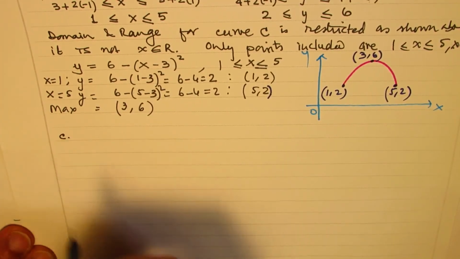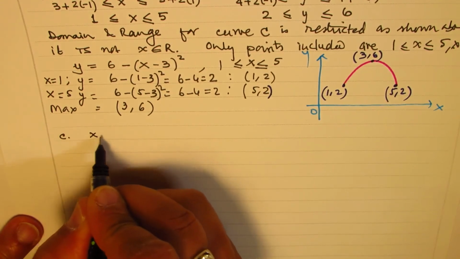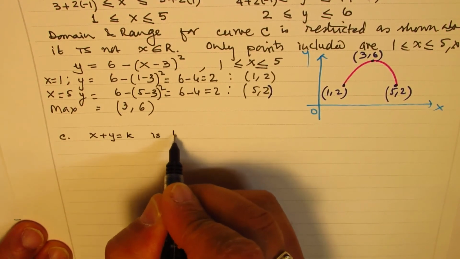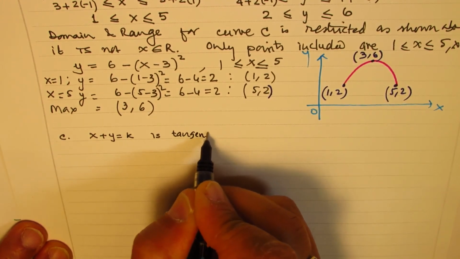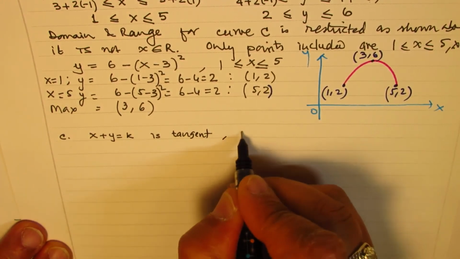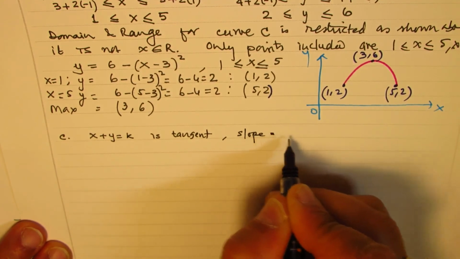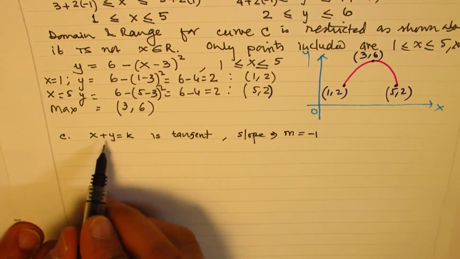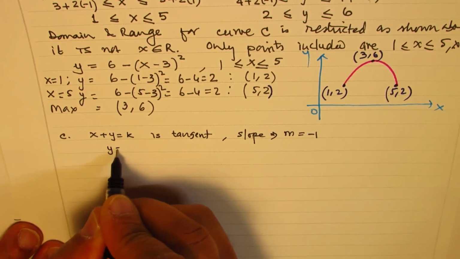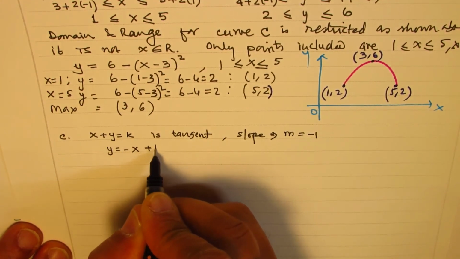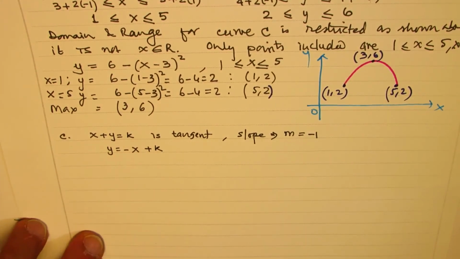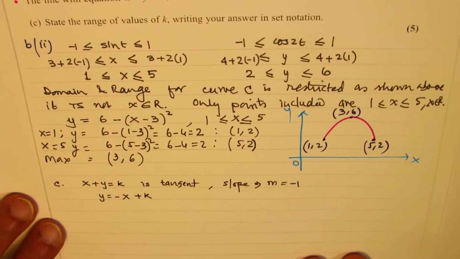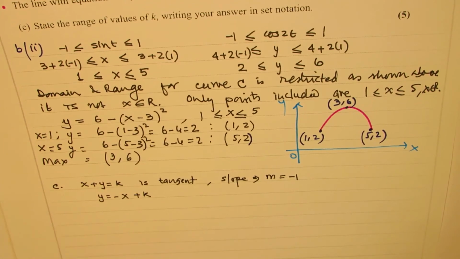So for part C, we are given the line x plus y equals k is tangent, right? Now in this line, the slope is m equals minus 1, correct? So we could write this as y equals minus x plus k. So the slope is minus 1. So if I draw a line with slope minus 1 on our graph, what do we get?